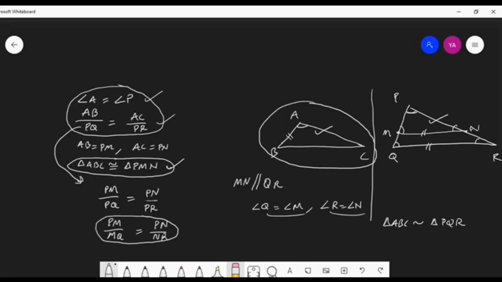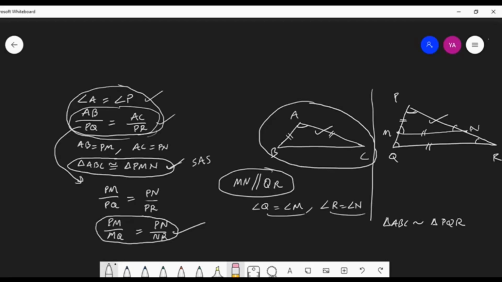In the beginning, we wrote triangle ABC and PMN. The PMN we constructed like this: PM is equal to AB and PN is equal to AC. Then triangle ABC and triangle PMN will be congruent by the SAS congruency criterion. Now we consider the given ratio AB by PQ is equal to AC by PR, and we substitute AB and AC by PM and PN. We will get PM by MQ is equal to PN by NR. Here we can apply the converse of the basic proportionality theorem. We will get MN parallel to QR.